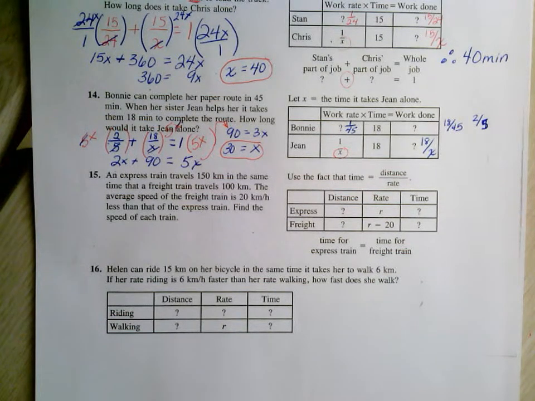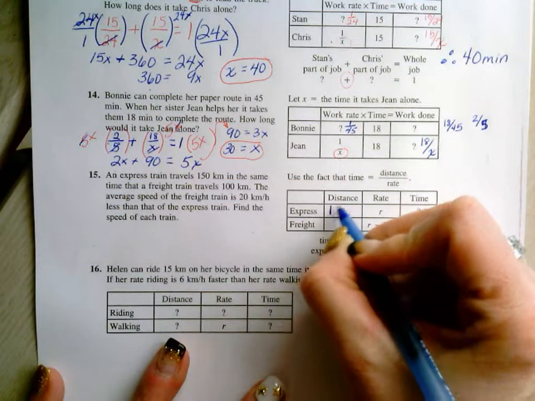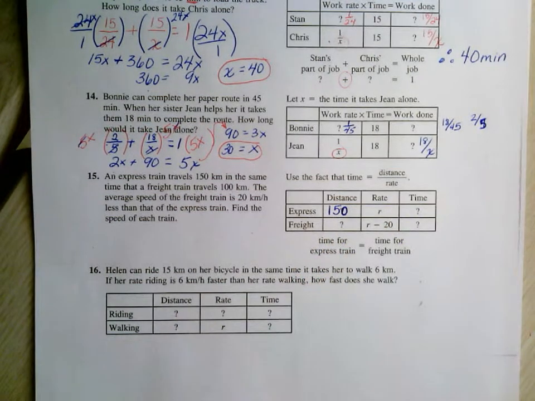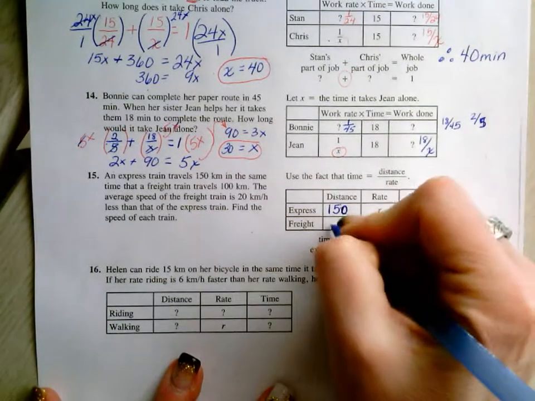And then I'm going to let you guys try the items that I have from the book. And actually, I'm going to do 1 more out of the book, too. All right. So, an express train travels 150 kilometers. Oh, look, distance, 150. In the same time that a freight train goes 100. Okay.